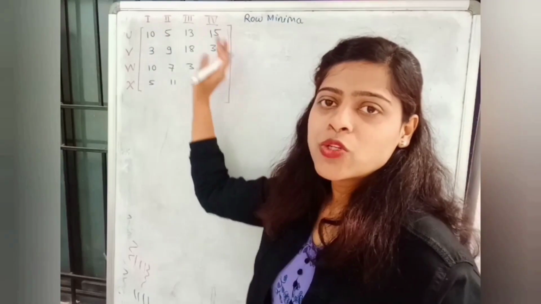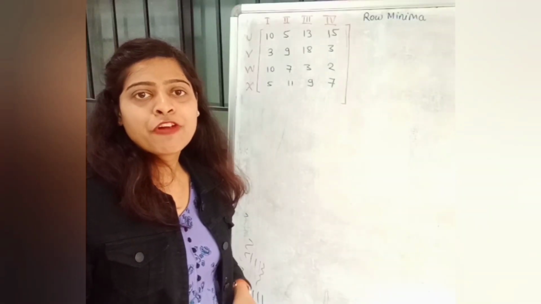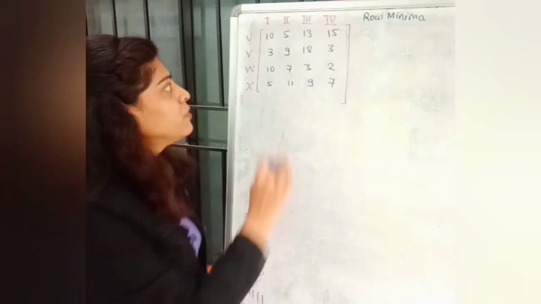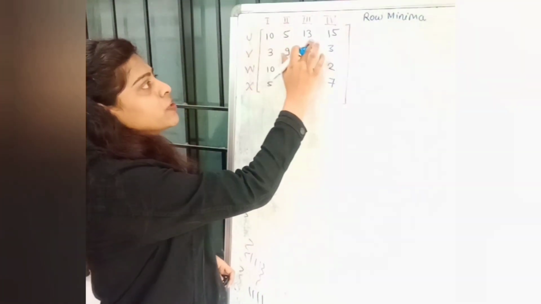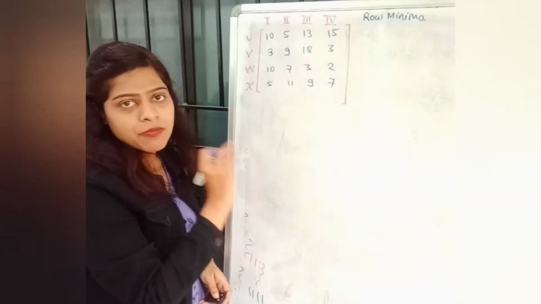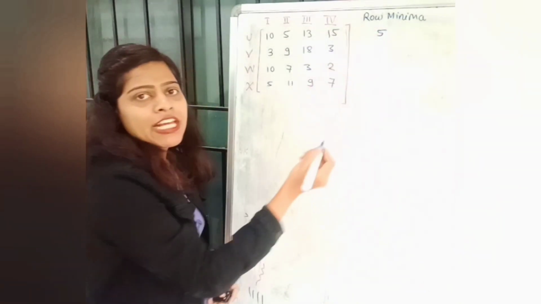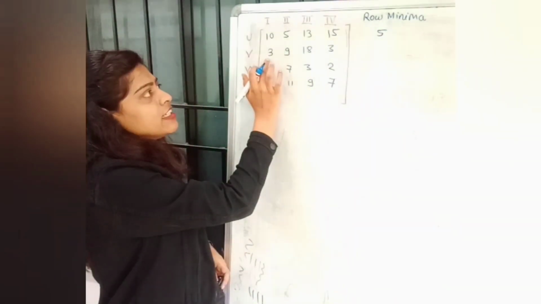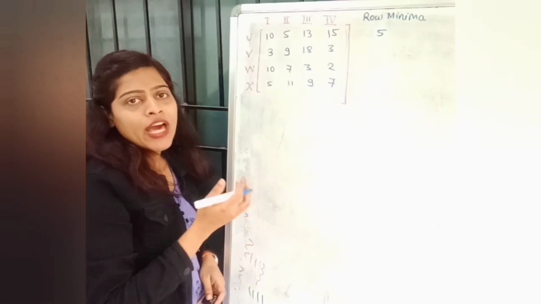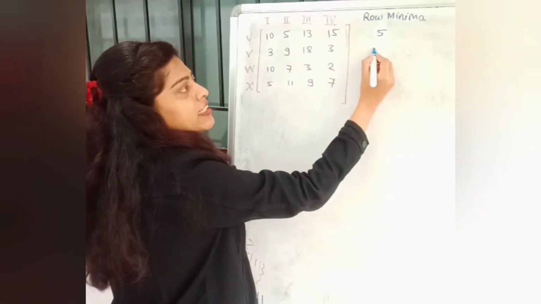Now to find the solution of this assignment problem, step 1 is to find the least element from each row. So look at the first row, it contains 10, 5, 13 and 15. Which one is the least element? That is 5. Therefore the row minima of the first row is 5. Similarly look at the second row, it contains 3, 9, 18 and 3. As we can see 3 is the least element. Therefore the row minima of the second row is 3.